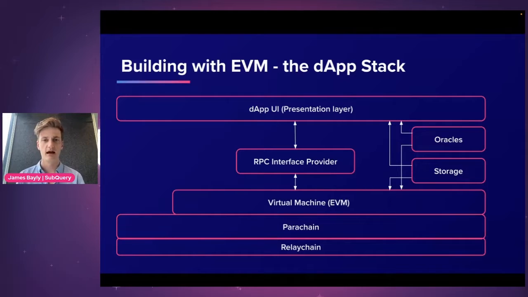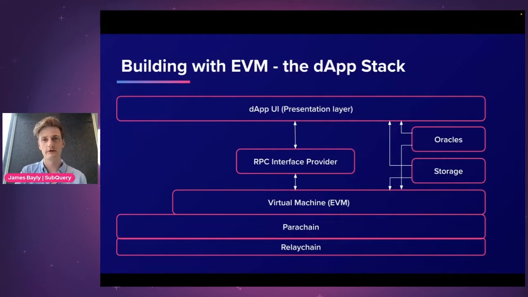You might have some oracles feeding into that. Those will connect through an RPC interface provider to the chain. That chain, obviously your smart contracts run in a virtual machine, most likely EVM. In Moonbeam's case, you are running on Moonbeam as a parachain. There's also a relay chain beneath that, but you can combine those two in other EVM networks. And you might have some external storage involved.